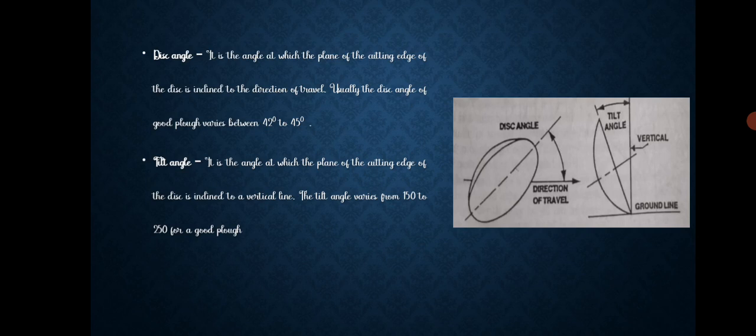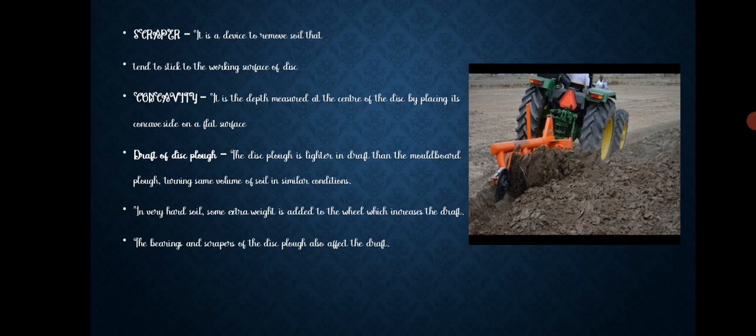Tilt angle. It is the angle at which the plane of the cutting edge of the disc is inclined to a vertical line. The tilt angle varies from 15 degrees to 25 degrees for a good plough. Scrubber. It is a device to remove soil that tends to stick to the working surface of the disc. Concavity. It is the depth measured at the center of the disc when placed with its concave side on a flat surface.